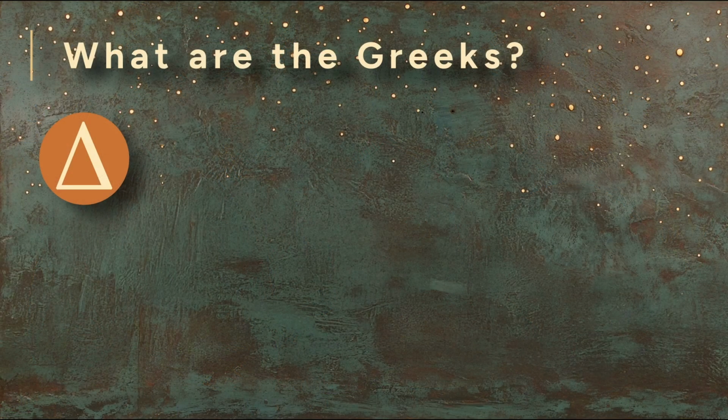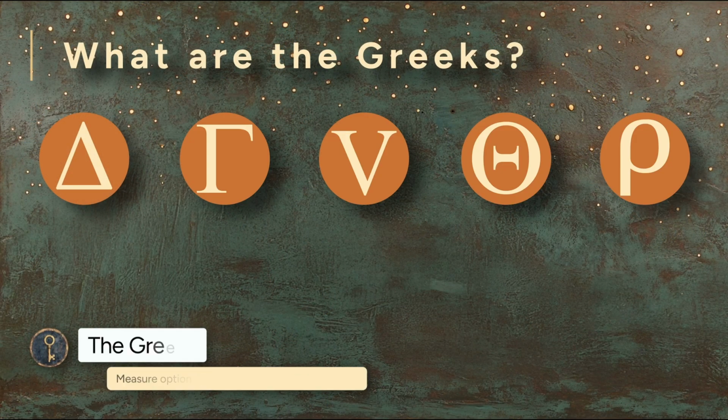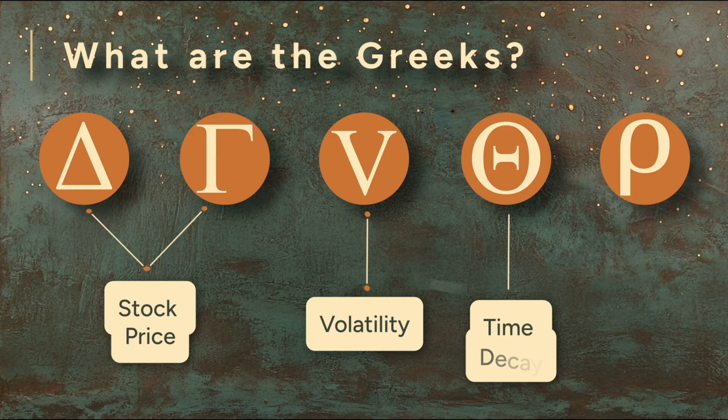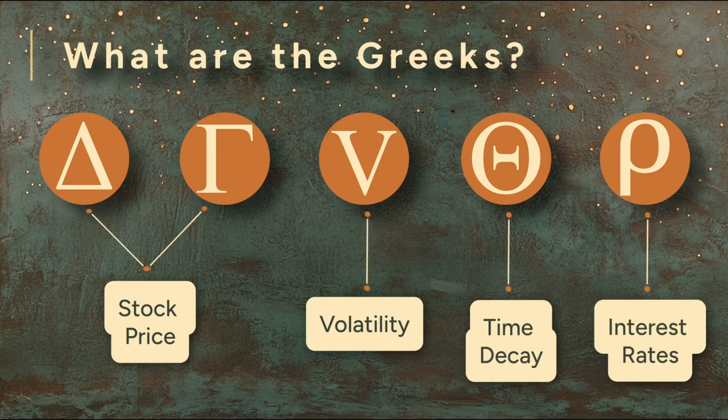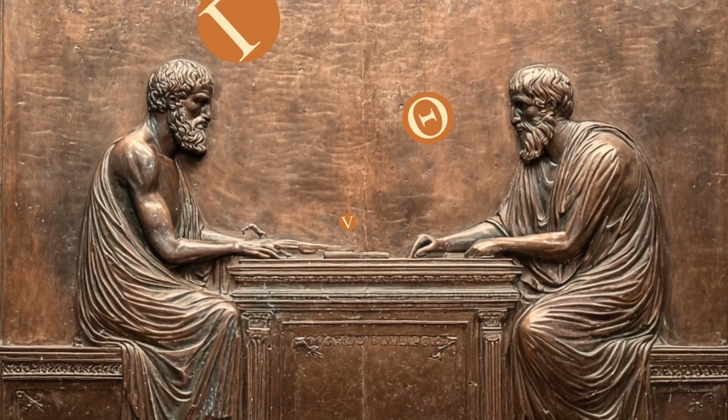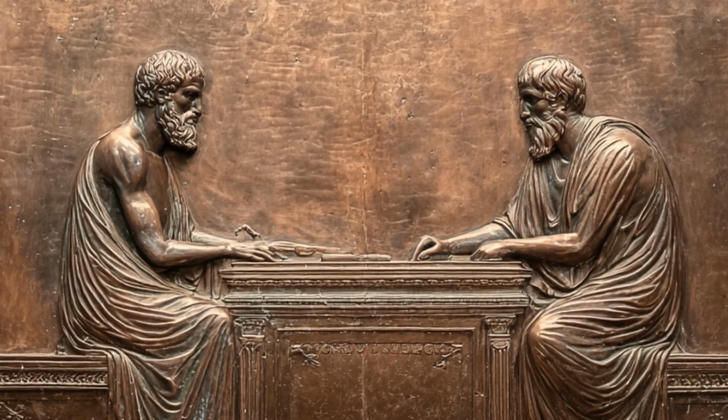In a nutshell, these Greeks let you measure how an option's price changes with different factors, whether it's the underlying stock price, volatility, time decay, or interest rates. But before you start applying them to your trades, we need to understand how each of these works in detail. Trust me, learning a little Greek now will pay off later.